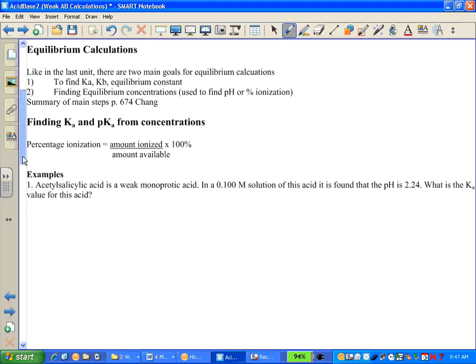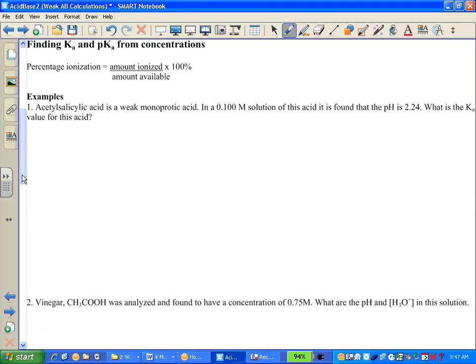So first, let's look at an example where we're going to find the Ka of a solution. In this example here, we've got acetylsalicylic acid, which is aspirin, and it tells us that it's a weak monoprotic acid. It says in a 0.1 molar solution of this acid, it is found that the pH is 2.24. What is the Ka value for this acid? Now we've come across one of the main differences between the problems in this unit and the problems in the last unit. And this is that we're not given an equation to deal with. We need to make our own equation.